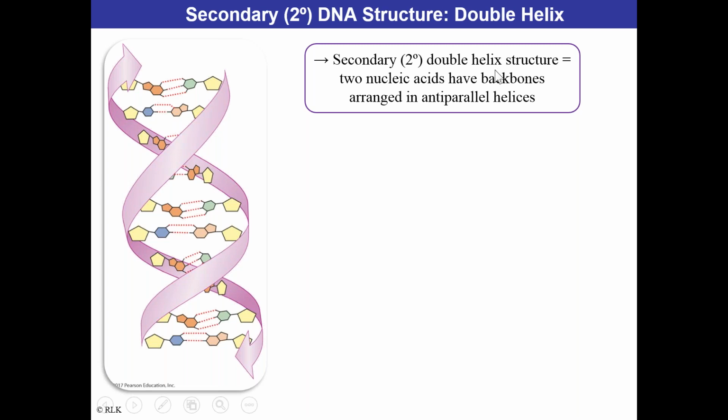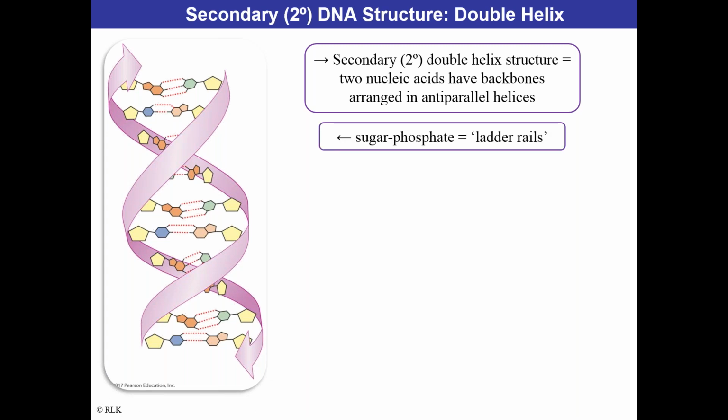So two nucleic acids have backbones arranged in anti-parallel helices, okay? One's going up and the other one's going down. So they're not both going up in the same direction. That's why the arrows at the top and bottom of this cartoon in the left image show that one wraps up and points to the right and the other is wrapping down and points to the left. That is what we refer to as anti-parallel, okay? They're just opposite in direction.